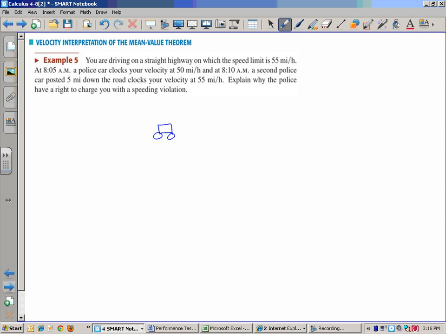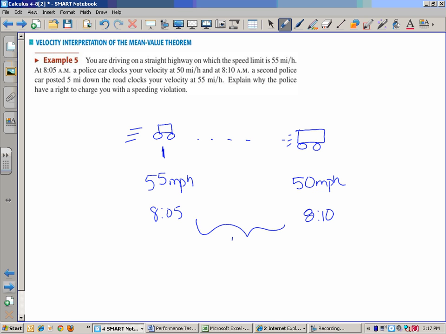So here's your hot rod. And you're at this marker, and you're clocked at 55 miles per hour. And that's at 8:05. And then 10 minutes later, your hot rod, which evidently is bigger than it used to be, you're clocked at 50 miles per hour. And that's at 8:10. So we've really only lapsed 5 minutes, and there are 60 minutes in 1 hour. So the portion of an hour that 5 minutes is, is 1/12 of an hour. We're going to need that.